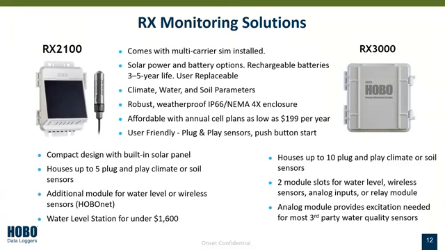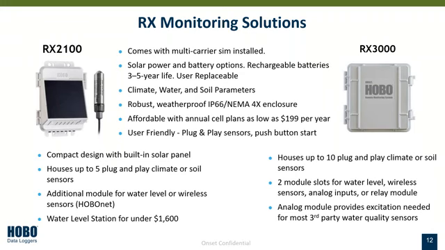So now I do want to get into our RX monitoring solutions. These are our real-time data logger options that we have. One is the RX 2100. You can see right there, it's small and compact, and it's got a built-in solar panel. You can plug in 5 easy plug-and-play climate sensors with that, soil moisture sensors. You can include water level on it.